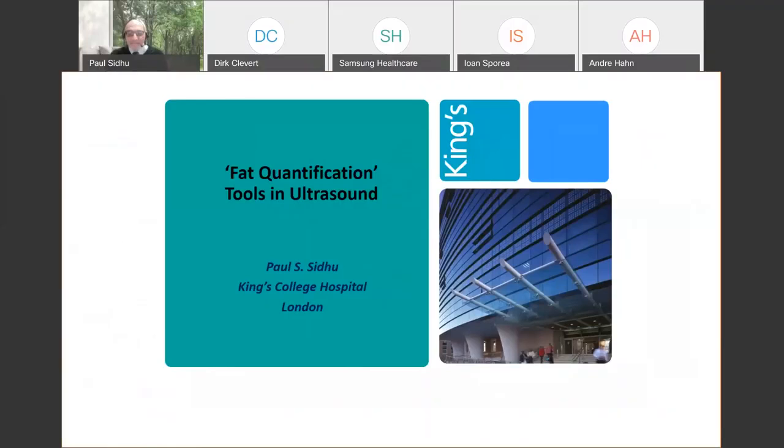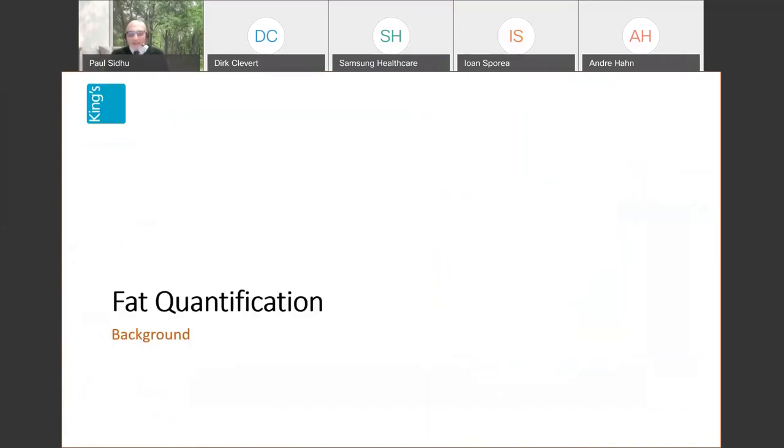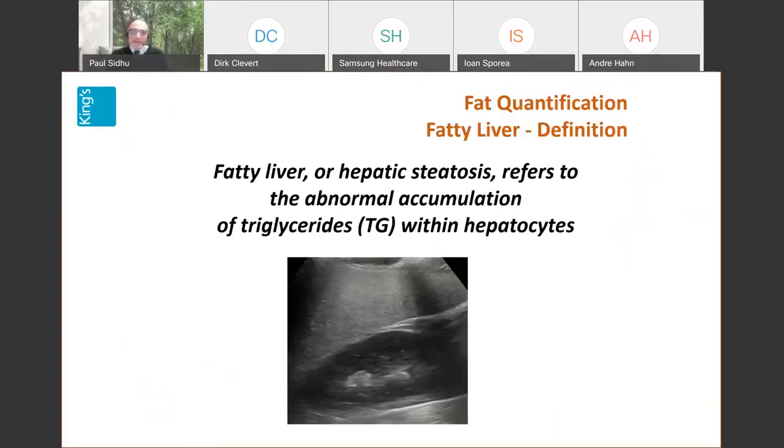Fat quantification in ultrasound. Now, for many, many years, we've been practicing ultrasound, and we've been looking at fat in the liver, and we've been giving a very subjective impression of what's going on. If there's a very echogenic liver, and generally speaking, we compare this with the adjacent kidney in the liver, we call this a fatty liver. And subjectively, we've been saying, yes, it's mild, it's moderate, or it's severe.